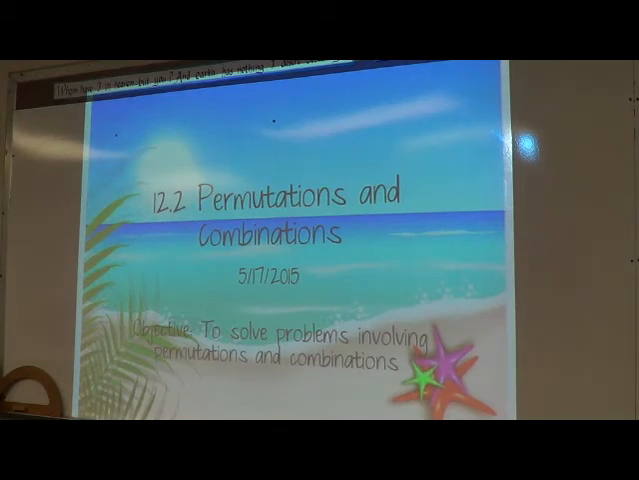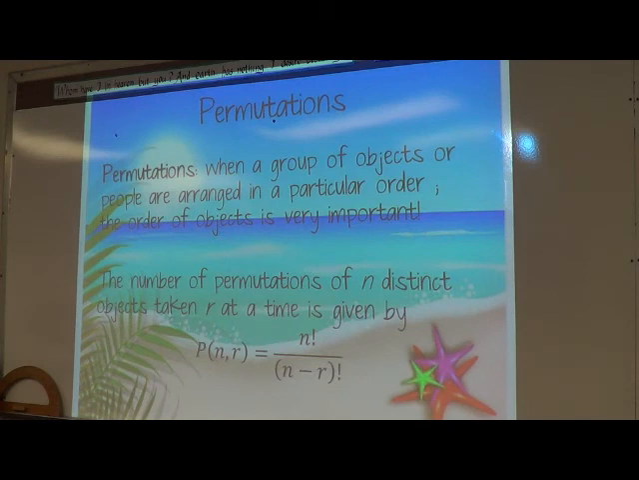So, permutations and combinations. We're going to go through the differences between these two and how exactly we can use them. But first off, you want to recognize what is a permutation. We'll get to combination later in the section, but a permutation is when a group of objects or people are arranged in a particular order, and the order of the objects is very important. If you've talked about this before, you'll remember that permutations is where the order matters. Combinations is where it doesn't matter.